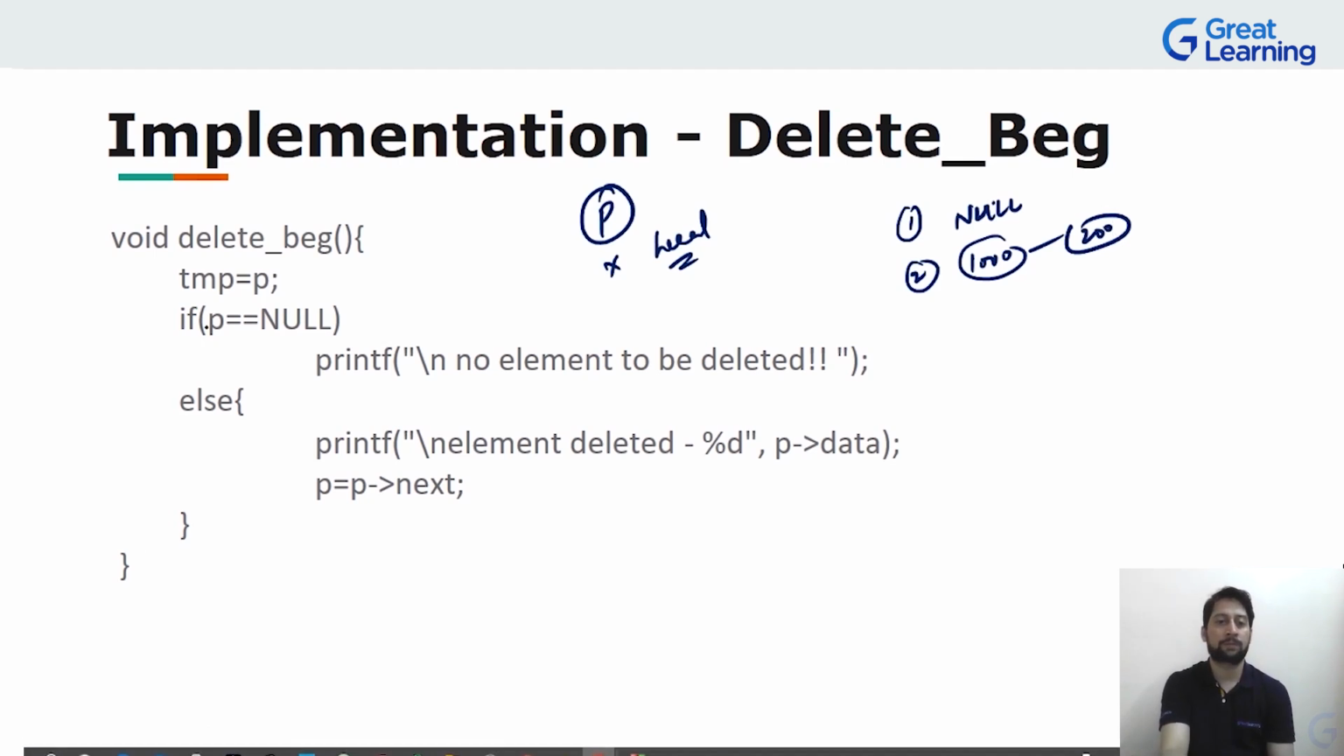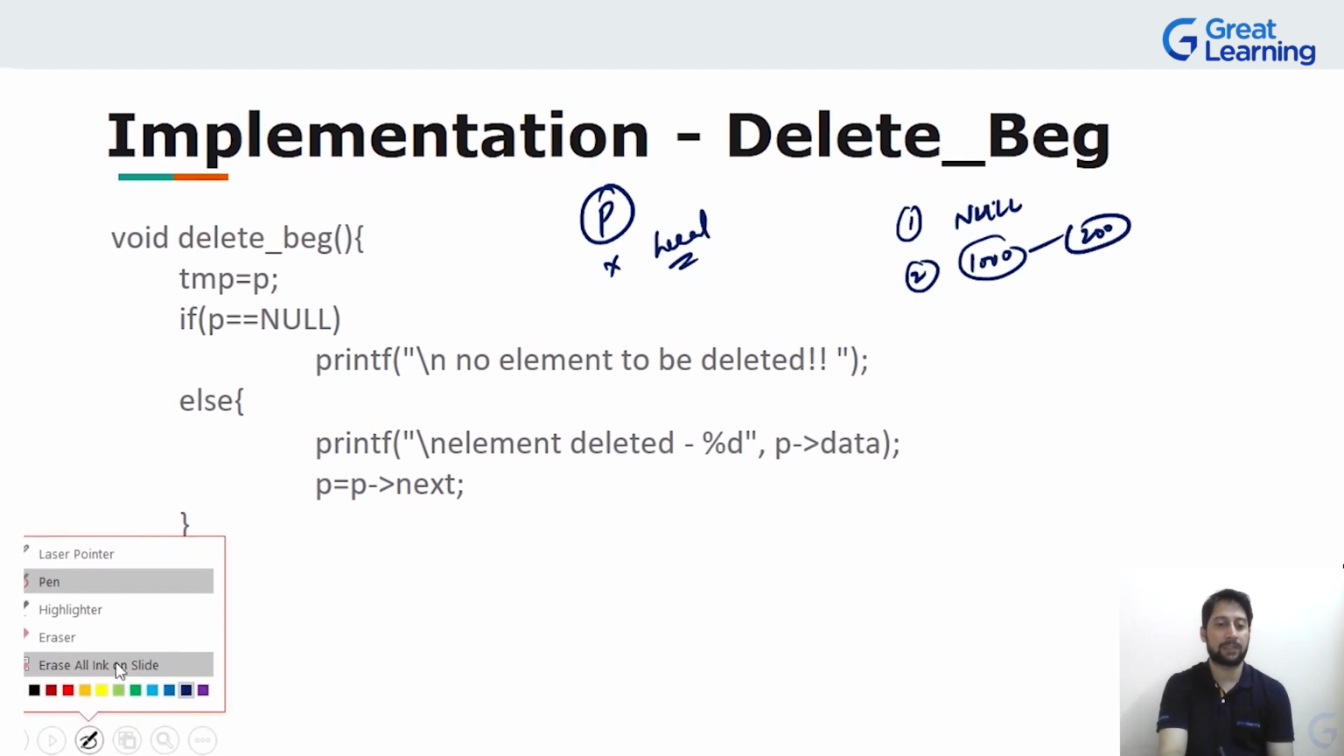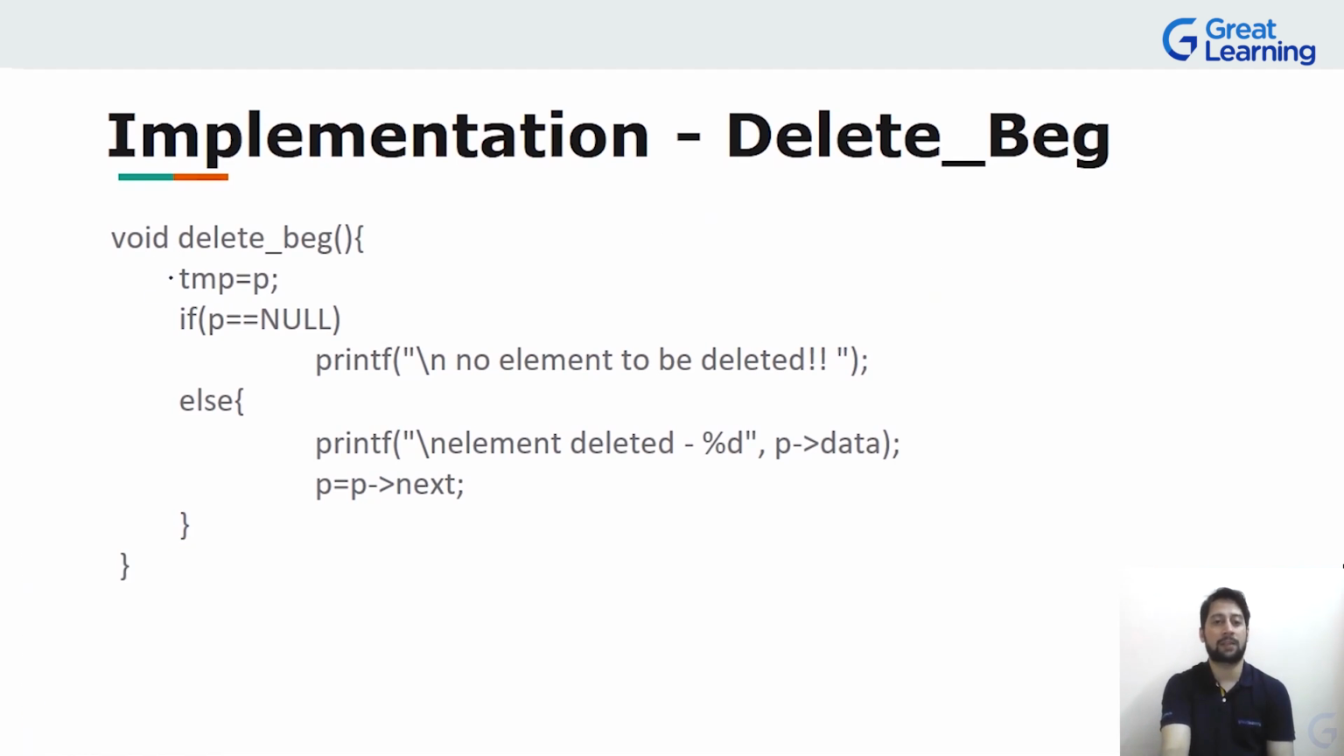Now let's talk about these scenarios one by one. In the first case, if your P is null, at that time you cannot delete anything, so you print a message: no element to be deleted. Done. That's it. Now what if you have a single node, or if you have two nodes available?